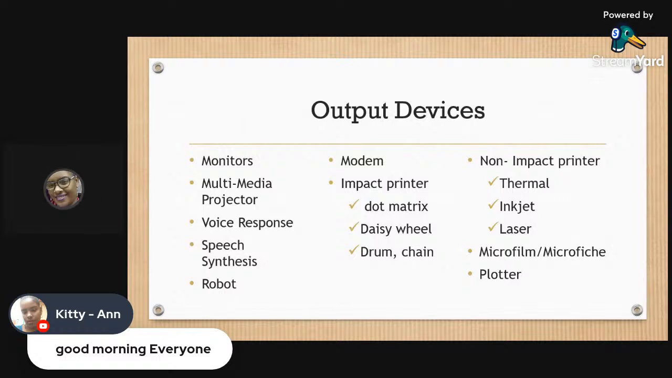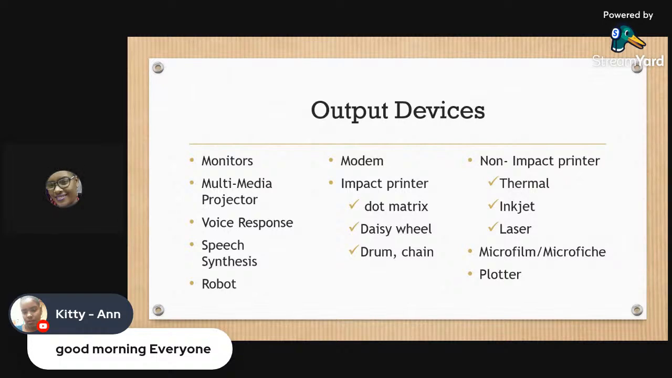On to output devices. For your output devices now, we are looking at display devices. We can look at printers. So we're looking at soft copy output. What produces soft copy output? What produces hard copy output? For soft copy output, we're looking at audio, video, monitors, right? That is what we're looking at. And for printers, for hard copy output, we're thinking about printers.